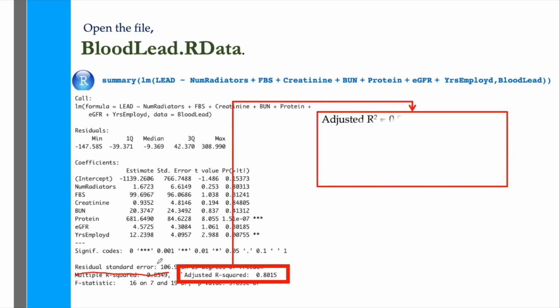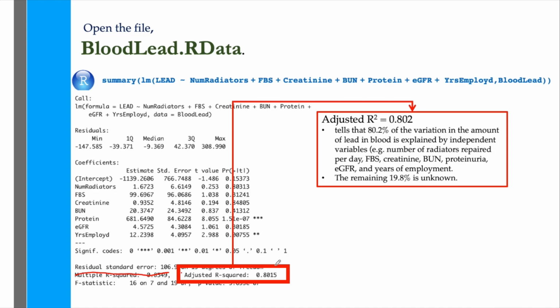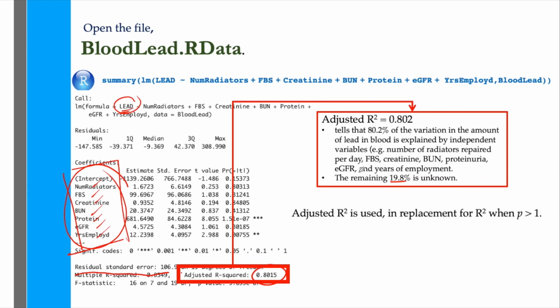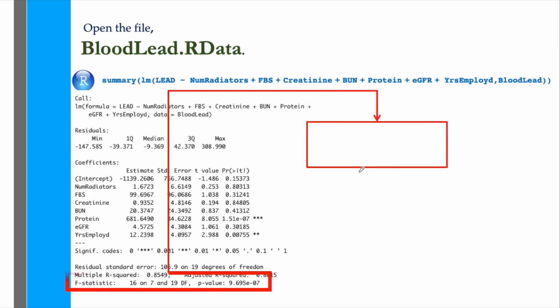So the adjusted r squared is 0.802, which tells us that 80.2% of the variation in y, which is lead, is contributed by these predictors, in which the remaining 19.8% is due to errors or unknown. Again, note that adjusted r squared is used in replacement for the multiple r squared when p, or the number of predictors, is greater than 1. Or in other words, when conducting a multiple linear regression, use the adjusted r squared rather than the multiple r squared. Next, we have the ANOVA result.